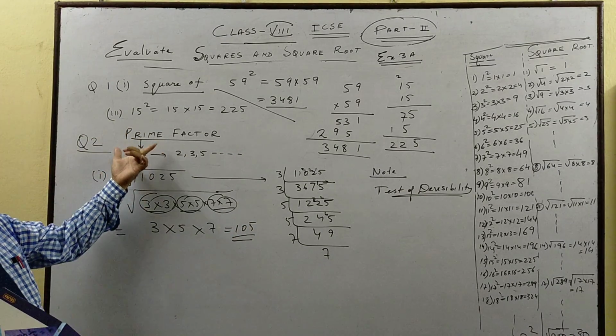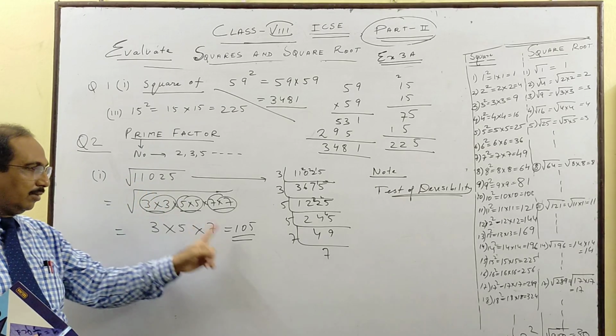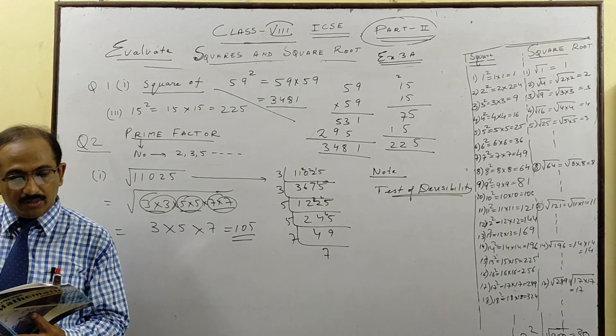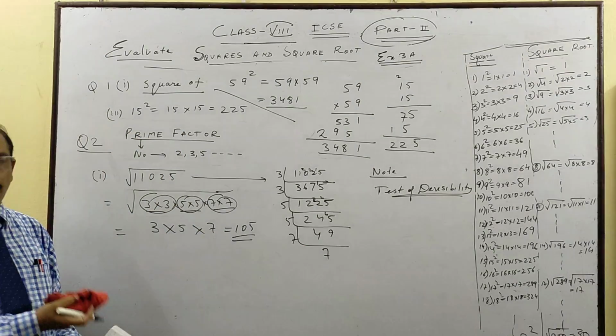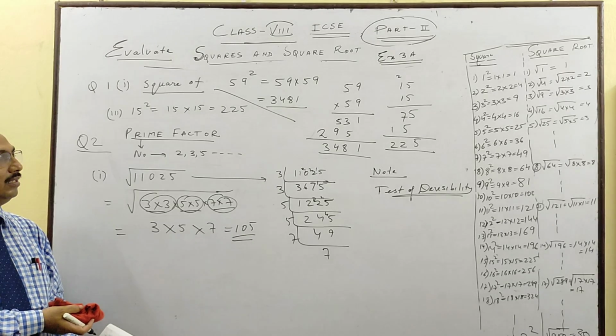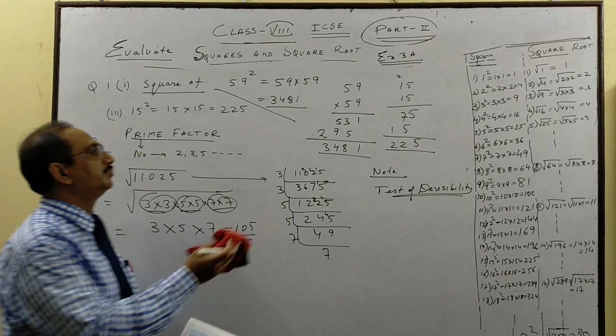So I have taught you how to find the square root of this number. The answer is 105. One more sum. I'll try to show you part 2. If you want to copy, please pause the video, copy it, and then you can practice. I'm going to the next sum.